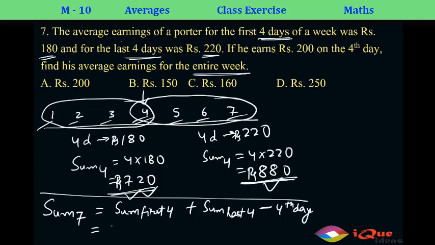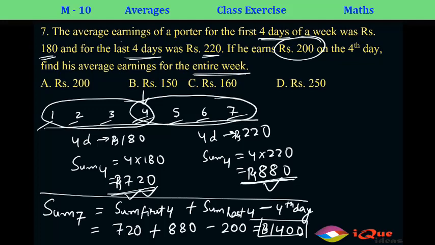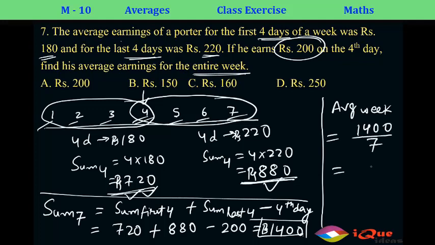Right. So the sum of the first 4 days is 720. The sum of the last 4 days is 880 and minus the 4th day itself, which is given, that is 200. So if you simplify this, it is 7 and 8, 15, 1600 minus 200, that is 1400. So the total sum of all the earnings of 7 days is 1400. So the average for the entire week is equal to the sum of the entire week, that is 1400, divided by 7, which is equal to 200 rupees. Whatever value you get, that is the answer. So the answer to this question is option A.